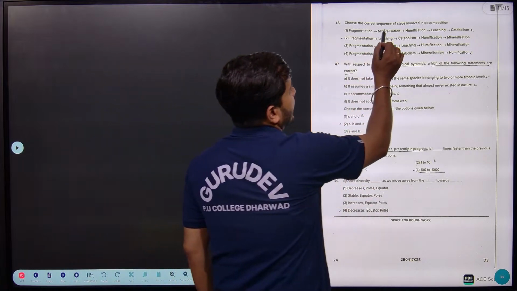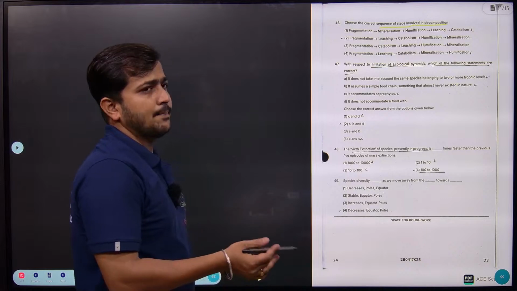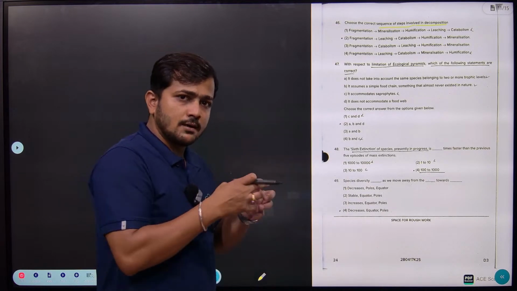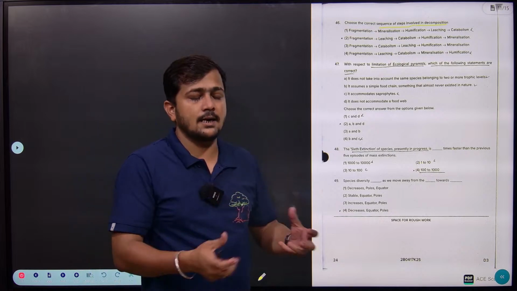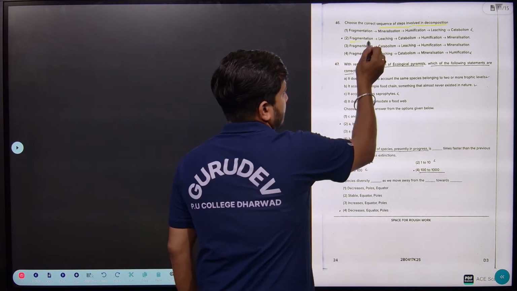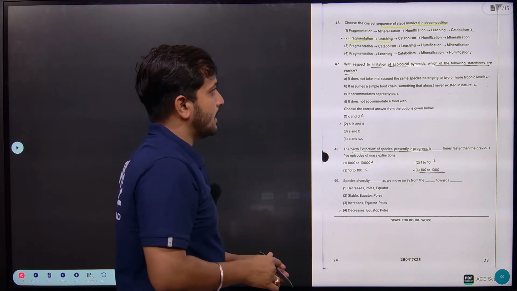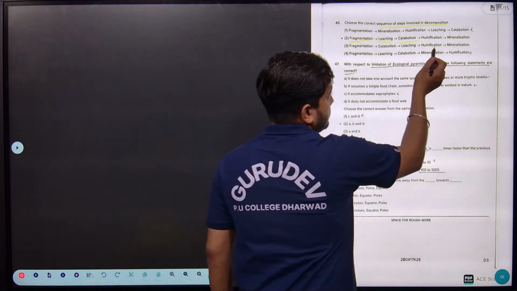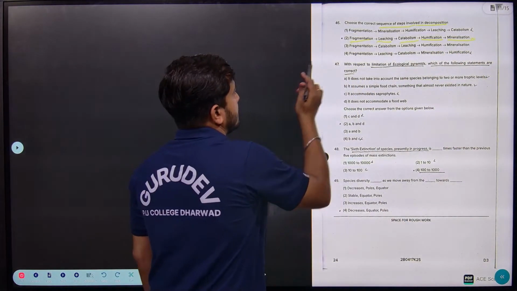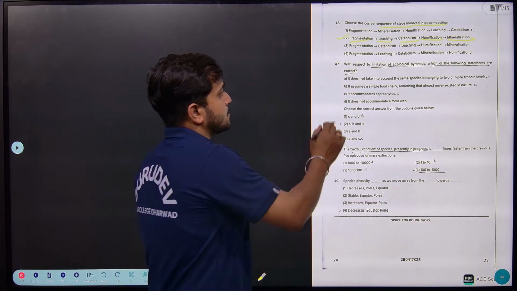Then next, that is the 46th question. Choose the correct sequence of the steps involved in decomposition. What is going to happen first with respect to decomposition? The large components should get decomposed. So the first step we call fragmentation, right? Following that, what should occur? The leaching, where some components are added in. Then there will be catabolism, then humification, and then mineralization can take place. So your answer is 2.